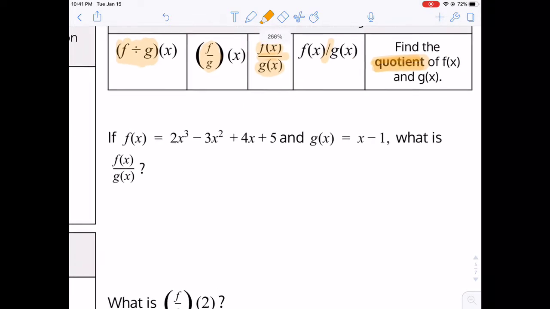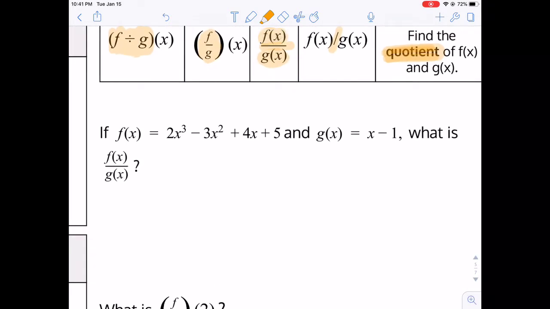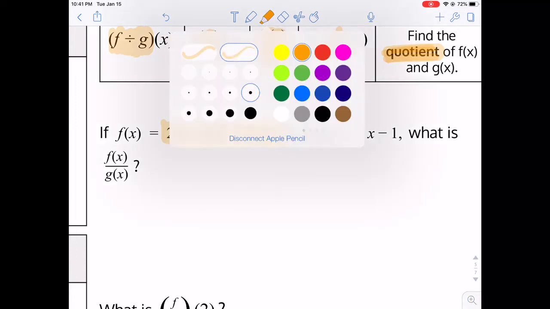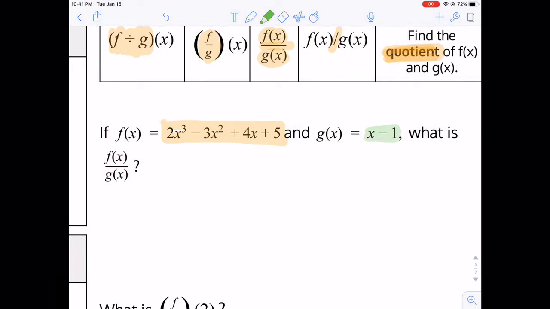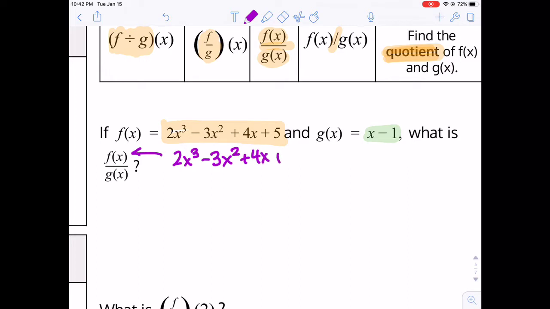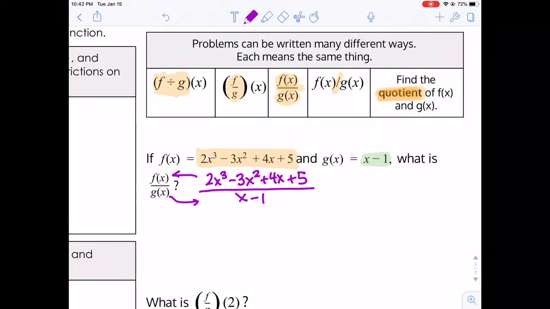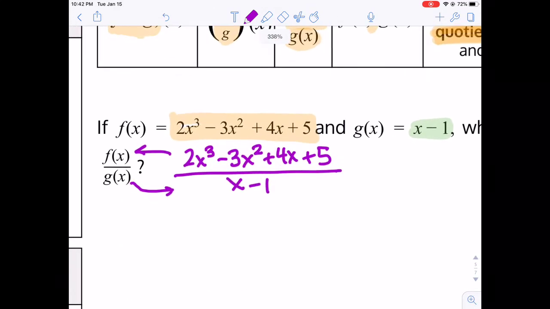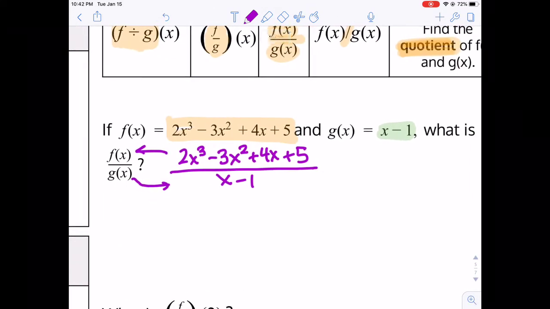So if I'm looking at this problem here, it says if f of x equals this long whole thing here, and g of x equals x minus 1, so g is going to be our green equation here. What is f divided by g? In order to do this, it wants f on top. So I'm going to put my f equation, 2x to the third minus 3x squared plus 4x plus 5. That one goes on top. And then on bottom down here, they want the g of x equation. So it would be x minus 1. And that's pretty much it, y'all. We have f of x divided by g of x.